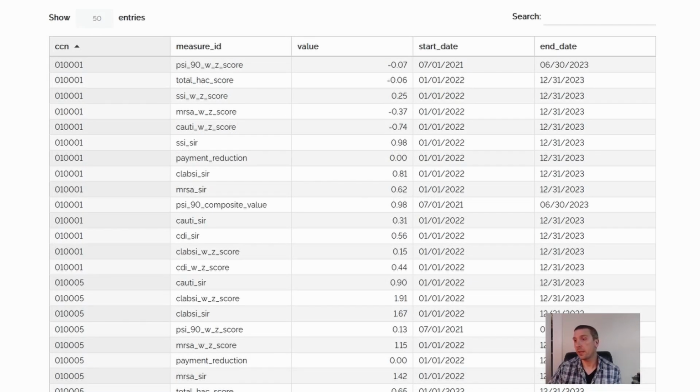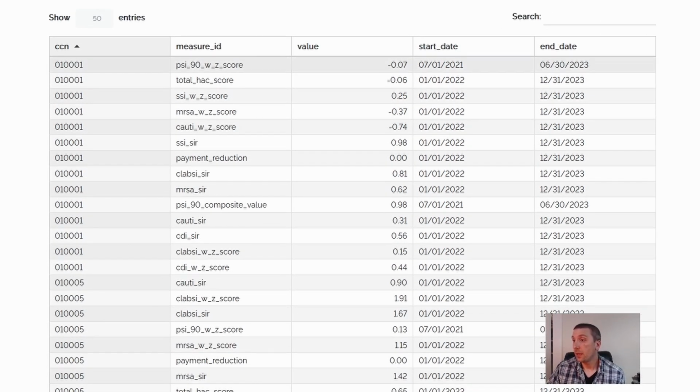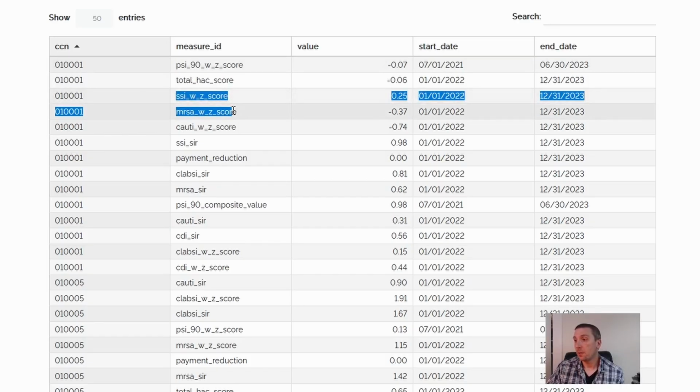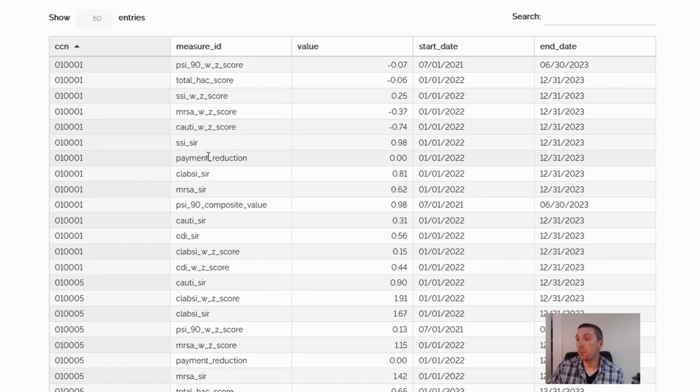Moving over to the data table on our website, here's the PSI composite, which stands for patient safety indicator, total HAC score, and then common infections such as SSI, MRSA, CAUTI, CLABSI, etc. And then down below also there's payment reduction. So were they in that lower 25%?